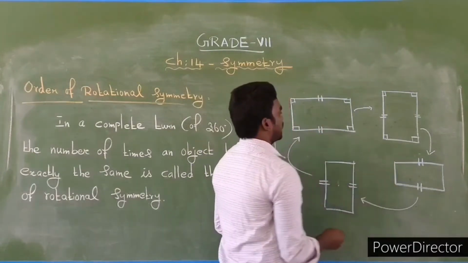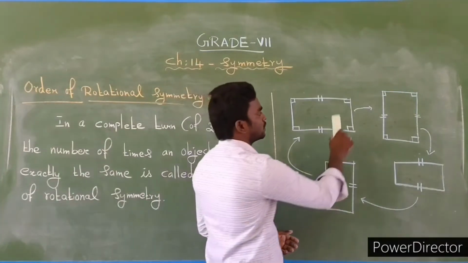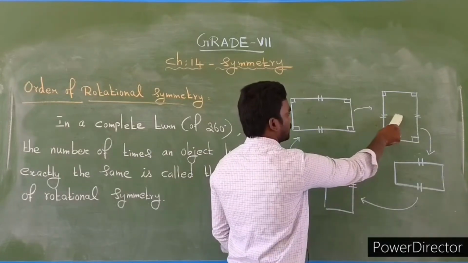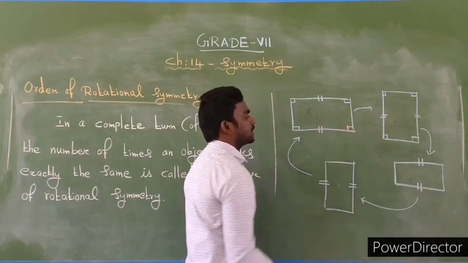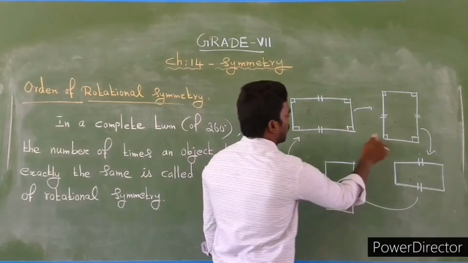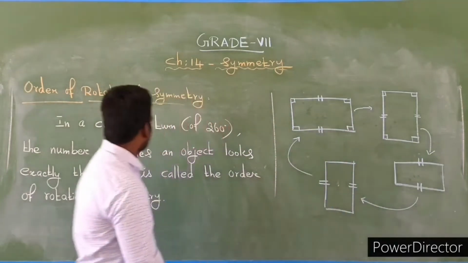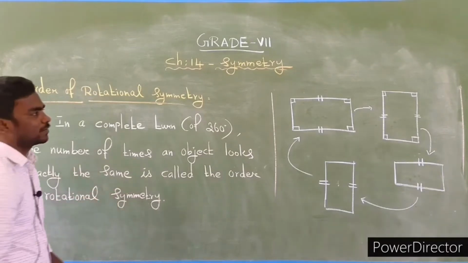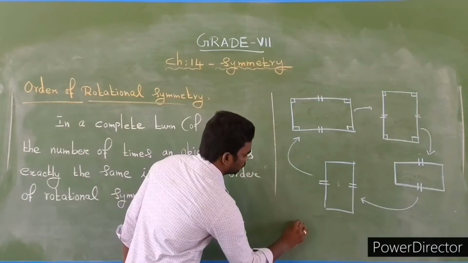So how many times does the object rotate to the same position? One time and two times. The first time we rotate, the position changes like this, and the second time we rotate, it is the same position. So two times the object looks exactly the same position, based on 90 degrees. So in a complete turn of 360 degrees, the number of times an object looks exactly the same is called the order of rotational symmetry. What is the order of rotational symmetry for the rectangle? The order of rotational symmetry is 2.